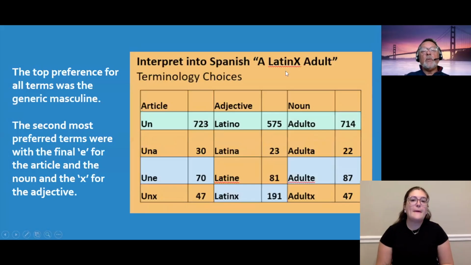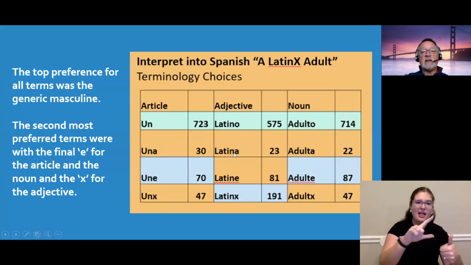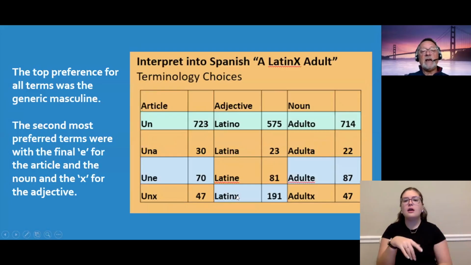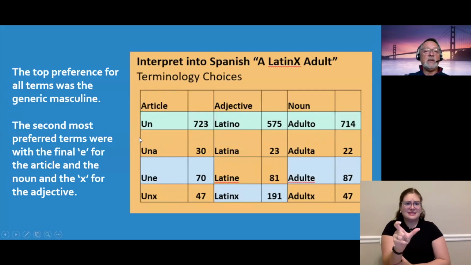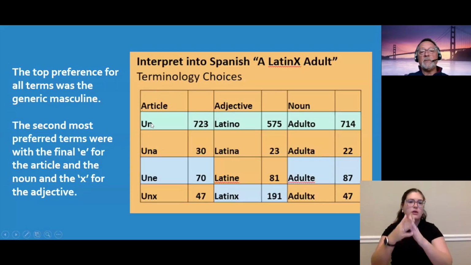So we wanted to know, well, what would they do with the article and what would they do with the noun? Because Latino, in this case, Latina, Latine, and Latinx are the adjective describing the noun or the community. And the top preference, of course, was for all terms to be in the generic masculine. This is the traditional Spanish version. So still the majority of interpreters are just opting for the traditional Spanish version.